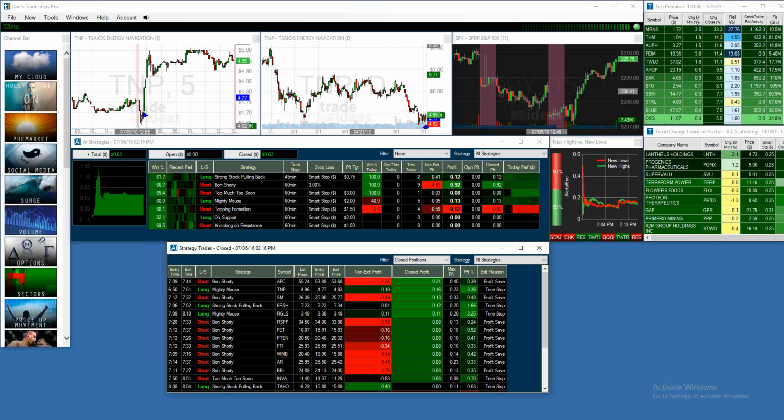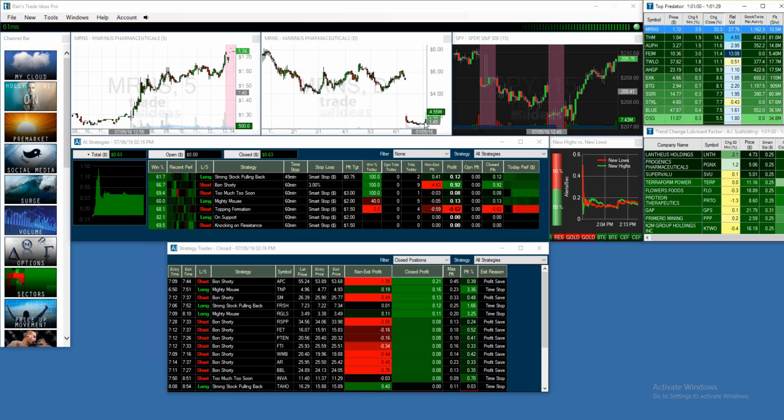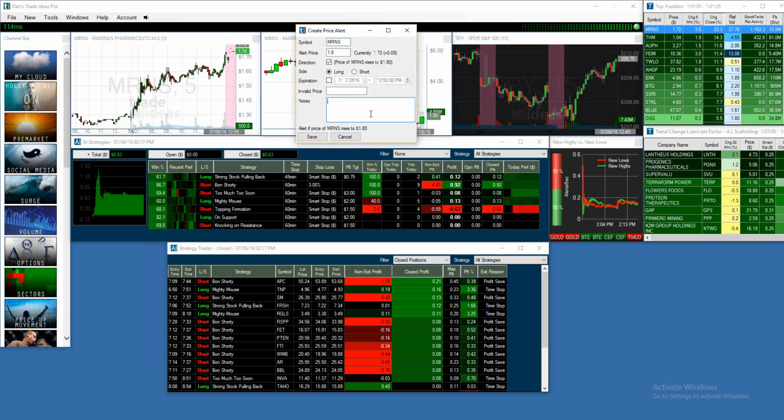Look at these names, okay? So we have this thing called the top predator list. Both of these windows and the trend change lubricant factor are some of the most powerful windows in all of finance. Look at the things that you are going to be seeing. Look at this move. This is exactly what we're talking about, okay? You want to be exposed to this, and for all of you that are just looking, look this up tomorrow, MRNA. Put your alert around 180.